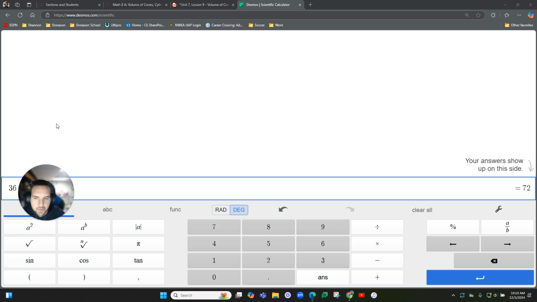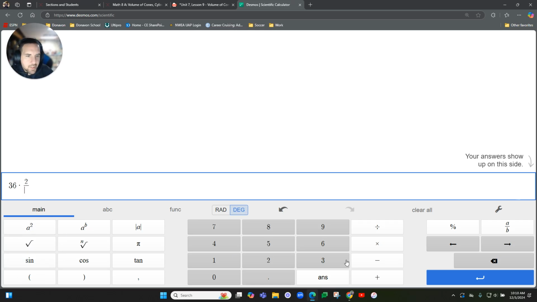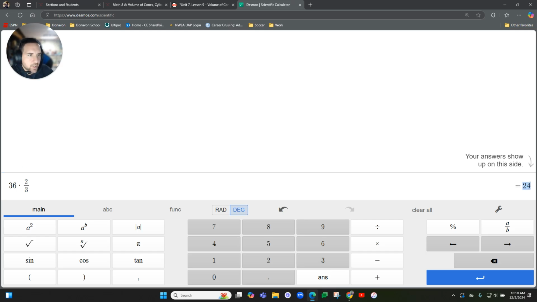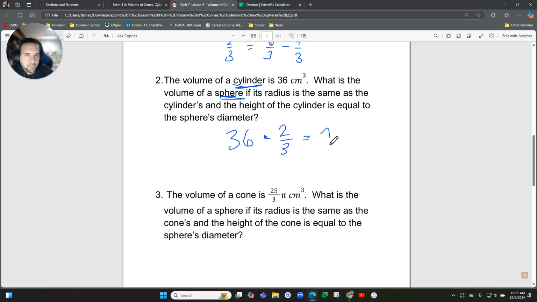Times 2. Get my face out of the way there. 2 divided by 3. I don't know if you guys can see that. And that's 24. So 36 times 2/3 is 24. So that would be 24 cubic centimeters.